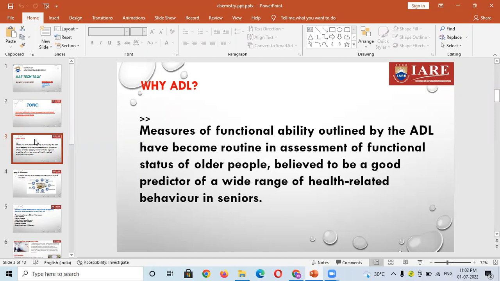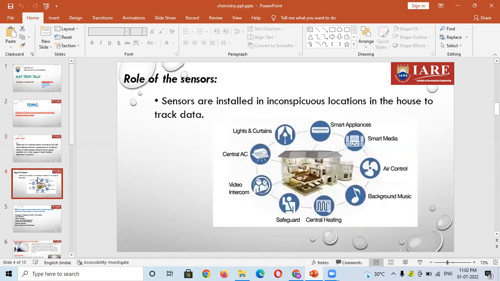So, by these sensors, we can check our activity loss and we can check our health in our home by doing our regular activities. Role of sensors: sensors are installed in inconspicuous locations in the house to track data.